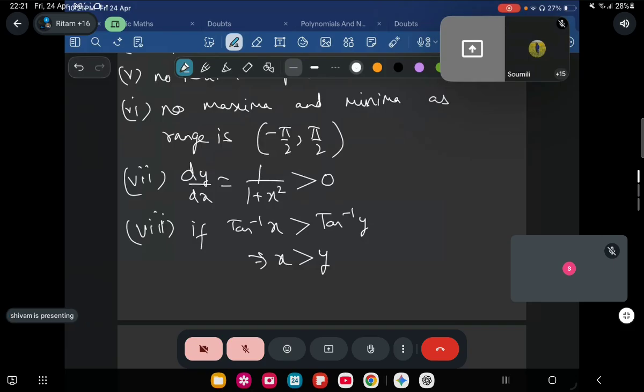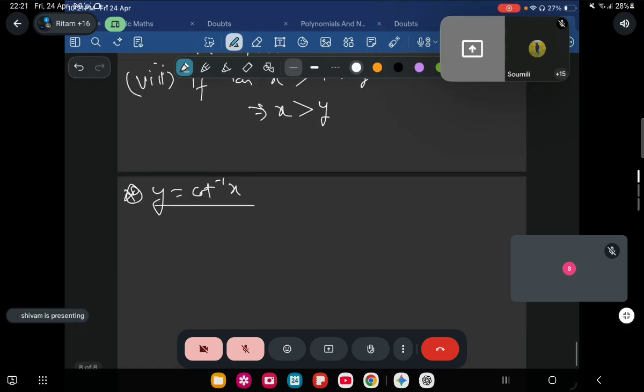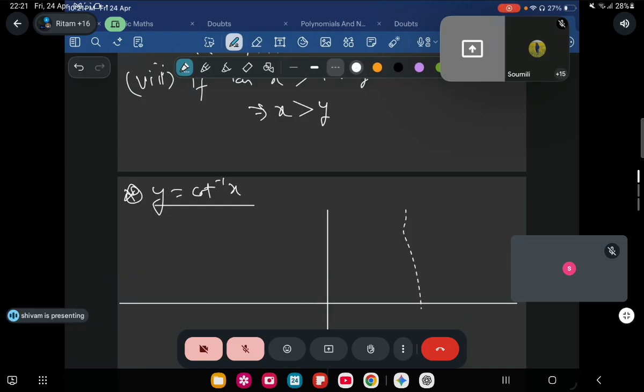Next, our next graph is cot inverse x. First of all, I'm going to take one branch of cot x from x equal to 0 to pi. It will look somewhat like this.